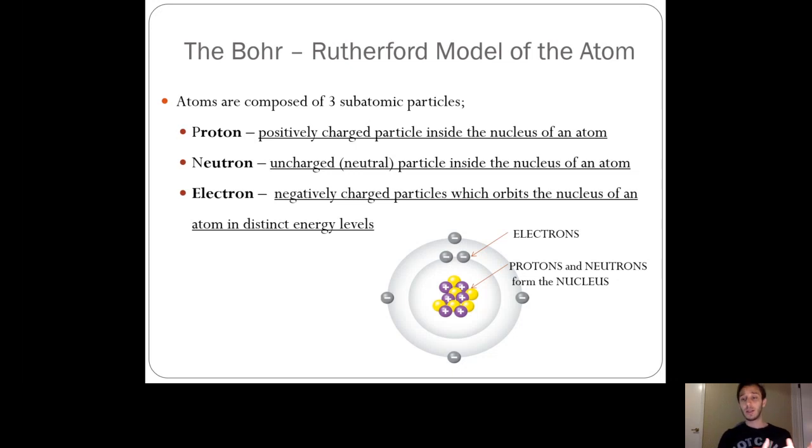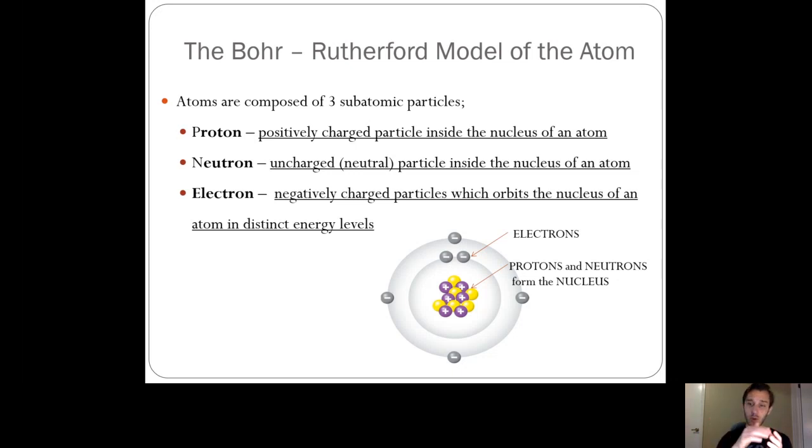Okay, now it's the basics. It's nothing too complicated. So hopefully we remember that atoms are made up of three subatomic particles. We have the positively charged proton, it's in the nucleus. We have the neutron, which is neutral, it's also in the nucleus. And then we have the electron, that negatively charged particle, and it's orbiting the nucleus. Hopefully we remember that it's orbiting in those distinct shells.